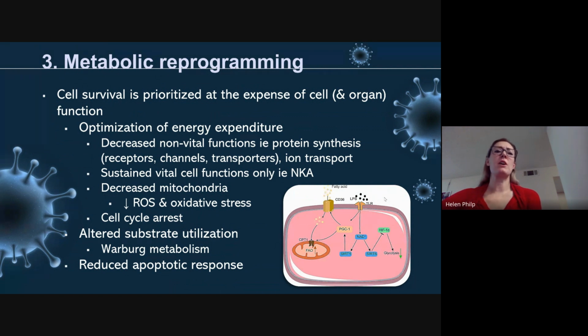And then you really go into a kind of hibernation and a cell cycle arrest. And even their substrate utilization can become altered. So they start decreasing oxidative phosphorylation, they move into aerobic glycolysis only, almost like the Warburg metabolism seen in cancer cells. And they also become less responsive to pro-apoptotic signals. So overall, the cells are surviving, but they're just not doing their job.